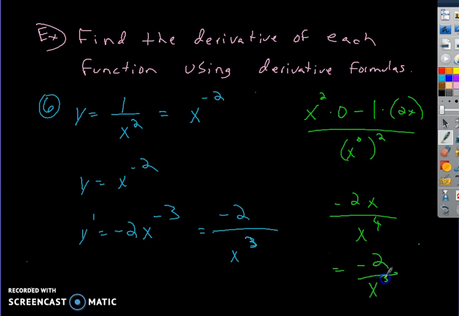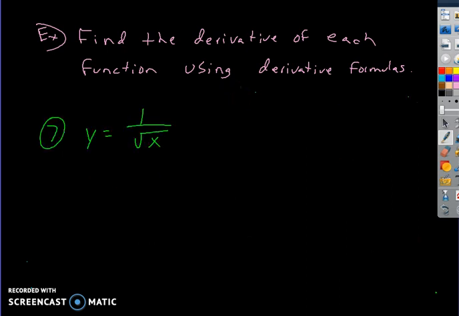So yeah, you could have done it with the quotient rule, but it might be easier to think about this as a negative exponent and then solve it there. A lot fewer places to make mistakes. All right. Our last type. So suppose I gave you y equals 1 over the square root of x. I want to find y prime.